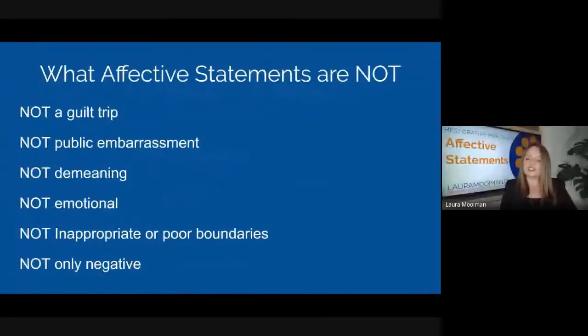So what an affective statement is not, and this might be what you're thinking, and this could happen if people aren't being professional and in control of themselves. We're not talking about guilt tripping people or manipulating people with our emotions. You are not demeaning them. It's typically not public. We're talking about heart-to-hearts with a kid that you're going to pull aside and you're going to talk about how they're feeling and what they're doing and how you're feeling and what you're doing.